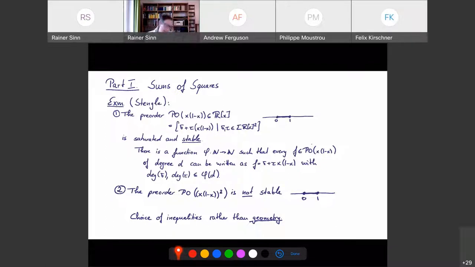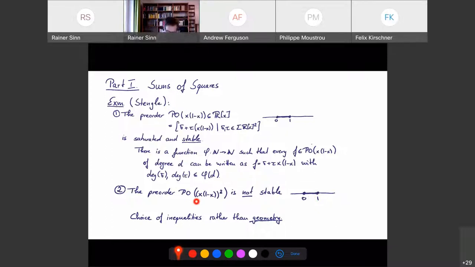And that is really sad in many ways. And it's, I think, something that you are all very used to. The quality of moment relaxations and so on does not only depend on the geometry of the set, but it often depends also on your choice of defining inequalities. And that's the thing I don't want, you know, I want statements in terms of the geometry of the set. And so I want to avoid this choice of inequality. So I want to focus on geometric aspects, and the interval is a very simple geometric object.